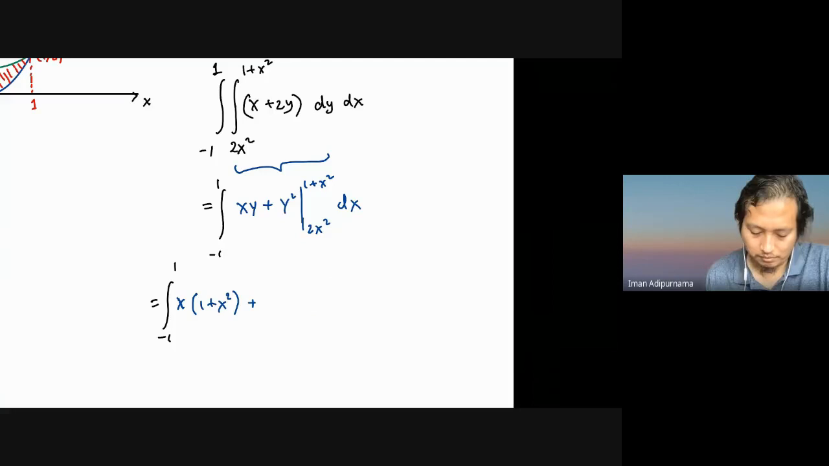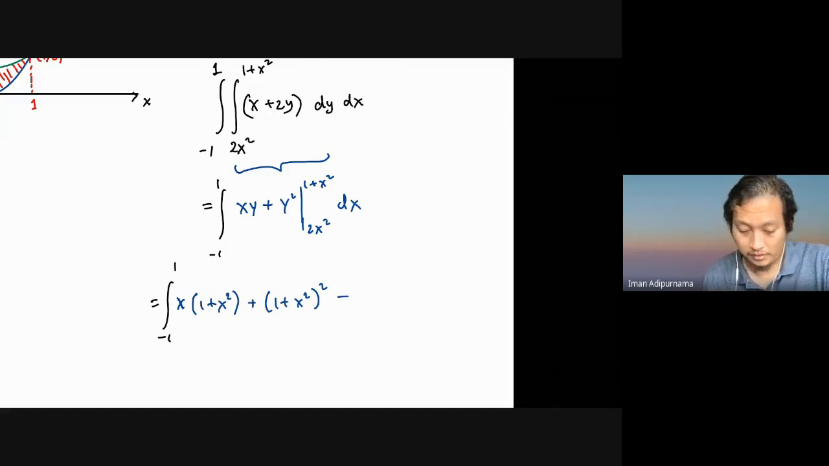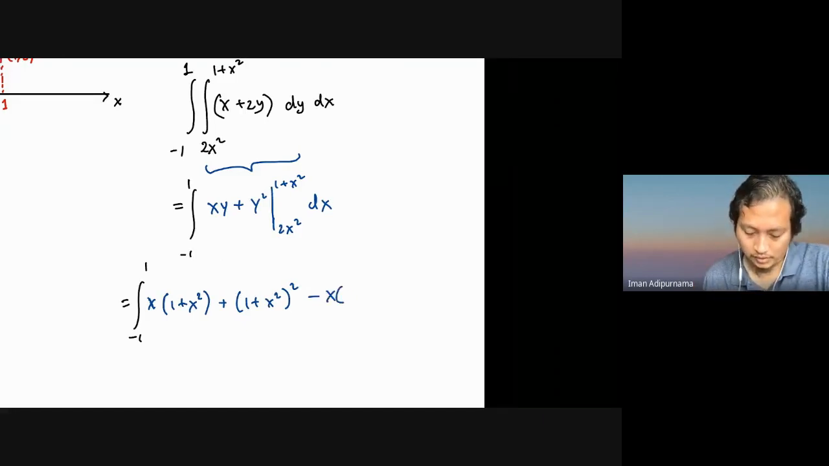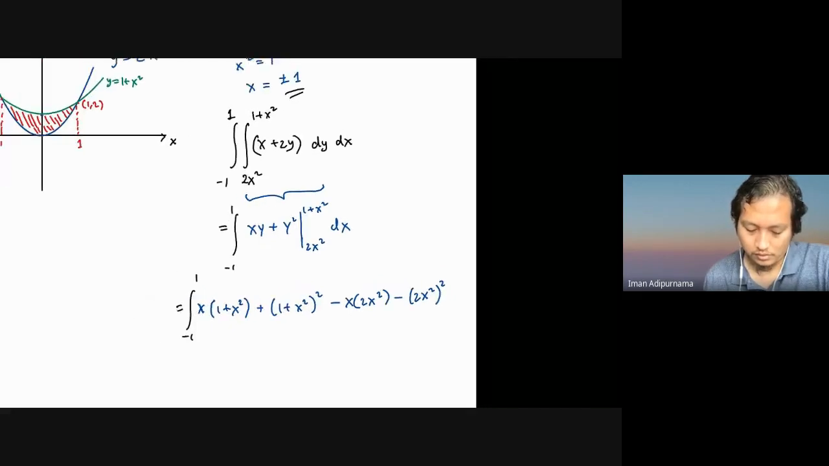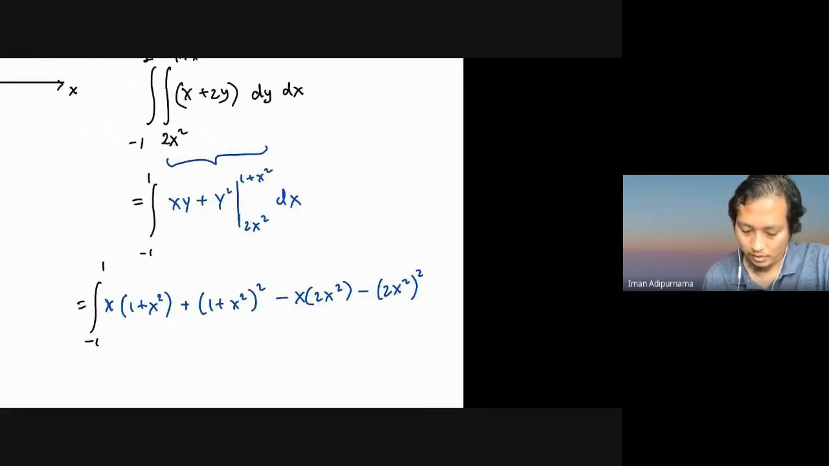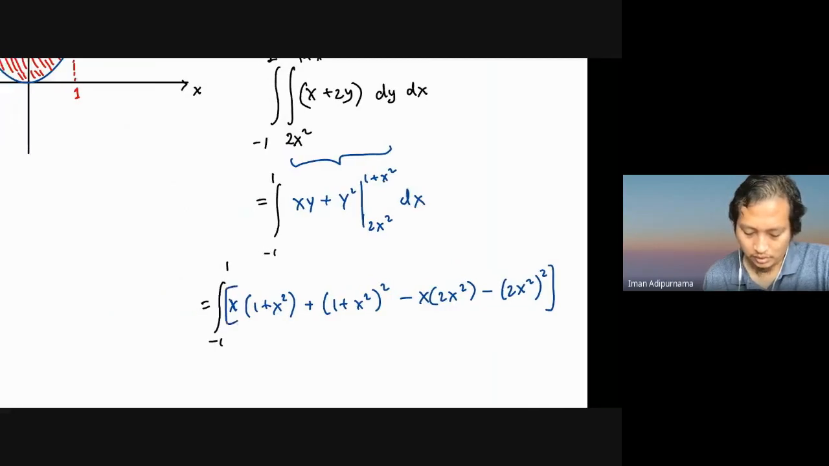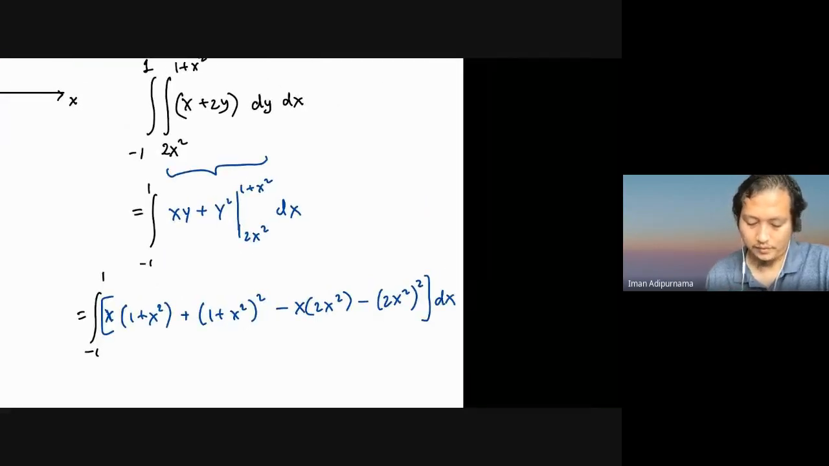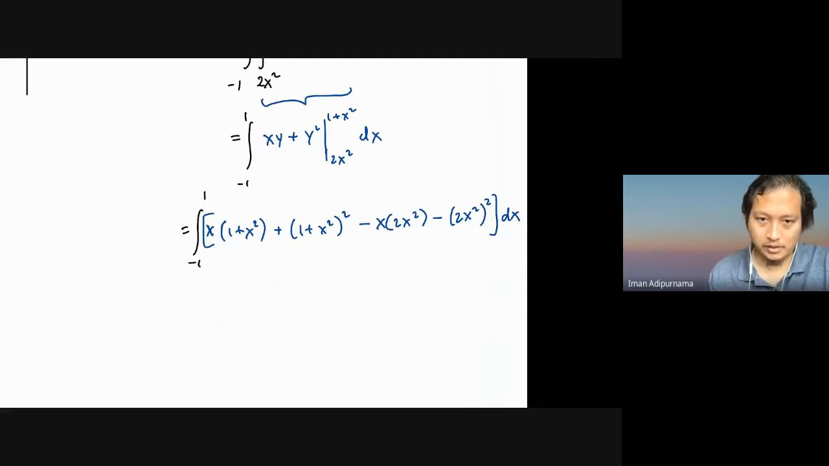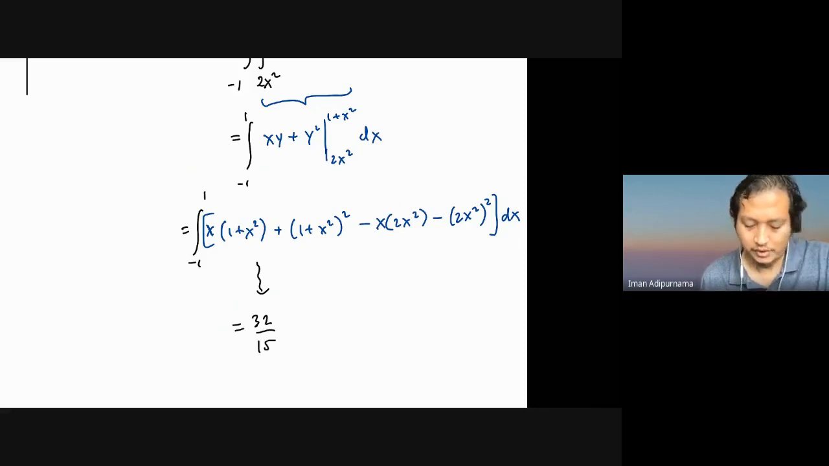Maybe plus all. Sorry. And then minus the other second terms, all with dx. Okay. And then integrate this, evaluate, integrate, and then plug in the value. You will get this will be around 32/15.